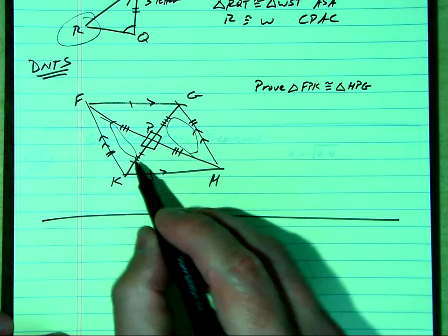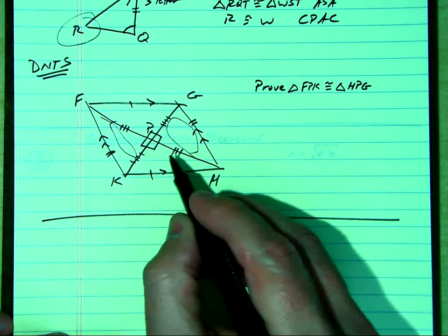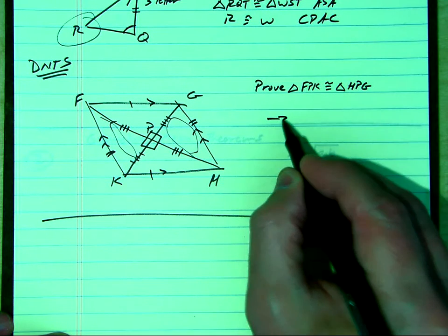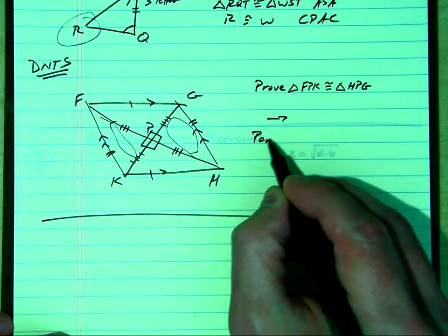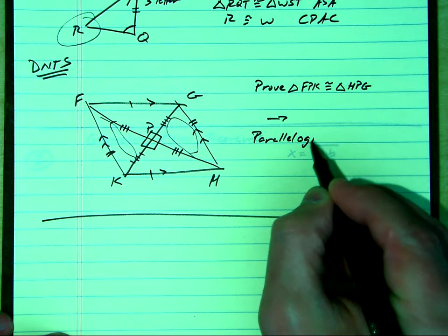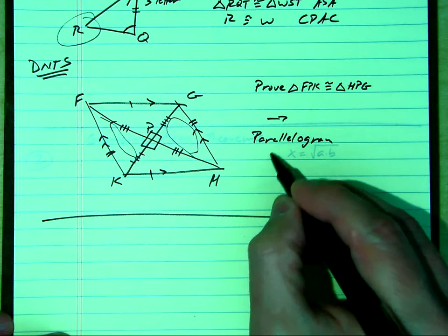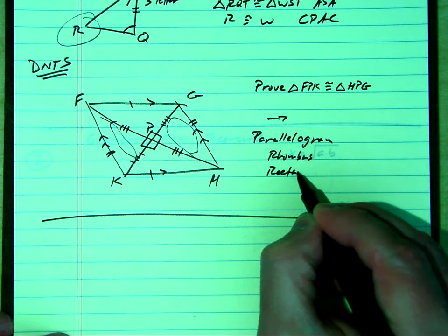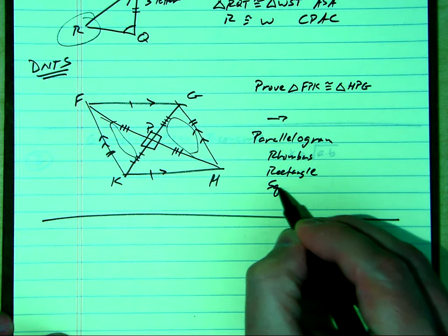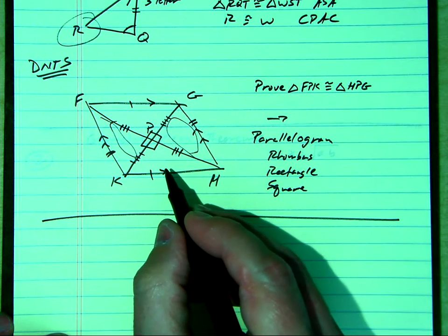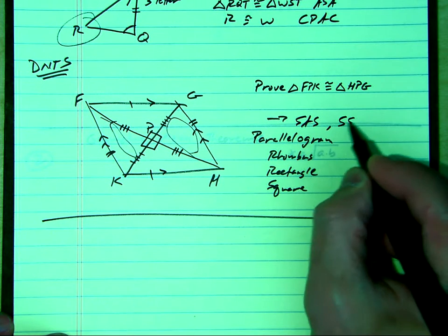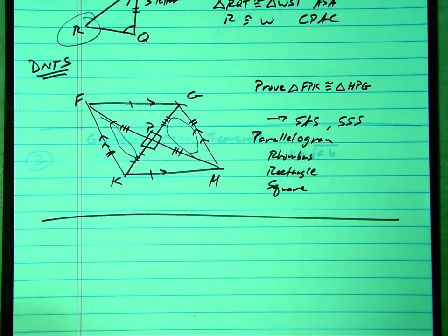So you cannot just look at it and say, well, heck, you could say side-angle-side or side-side-side to prove those. As long as you remember the special properties of a parallelogram and its special cases of rhombus, rectangle, or square, then you get to mark on the drawing and it makes it very easy to prove triangles are congruent. Okay, that's the end of that video.